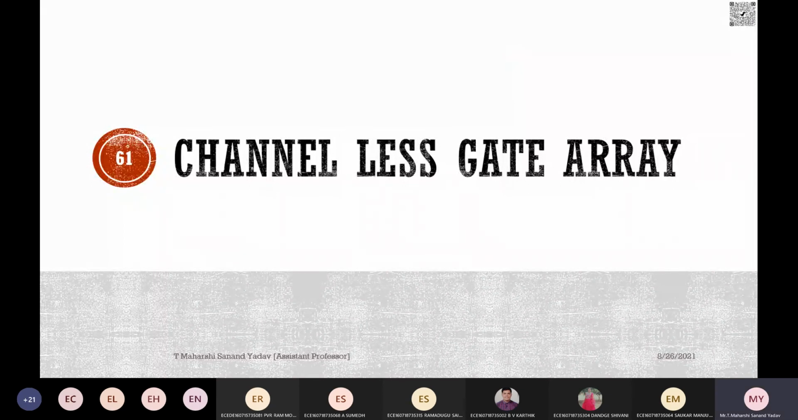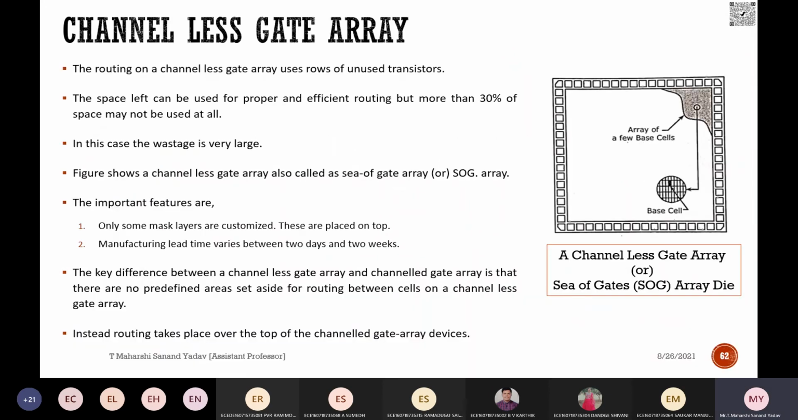How does the graph look? Channel-less means no channel, so routing will be done over the transistors. Observe here, there is no gap between these rows, which means no channel is available, so we can't route in gaps. Over the transistors we can make routing. So the routing on a channel-less gate array uses rows of unused transistors. The space left can be used for proper and efficient routing, but more than 30% of the space may not be used at all.